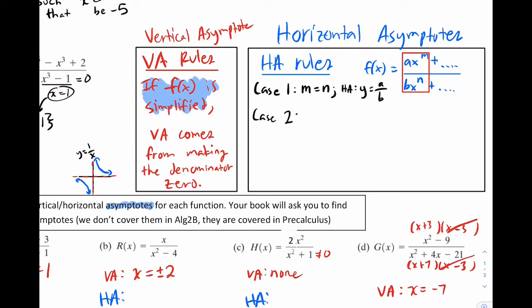There's case 2, where m is less than n, meaning the bottom is greater. If that happens, your HA is y equals 0. And case 3 is that m is greater than n. If that happens, you simply write no HA. So I know right now they just feel like rules, because they are. After we do the problems, I'm going to talk through kind of what they mean.